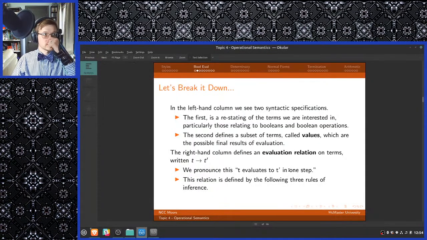That's better. So, important distinction in this course: double arrow is implication, single arrow is evaluation.